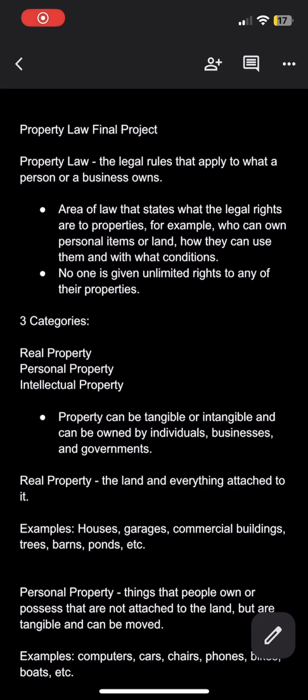This is our property law final project. Property law is the legal rules that apply to what a person or a business owns. This is the area of law that states what the legal rights are to properties.